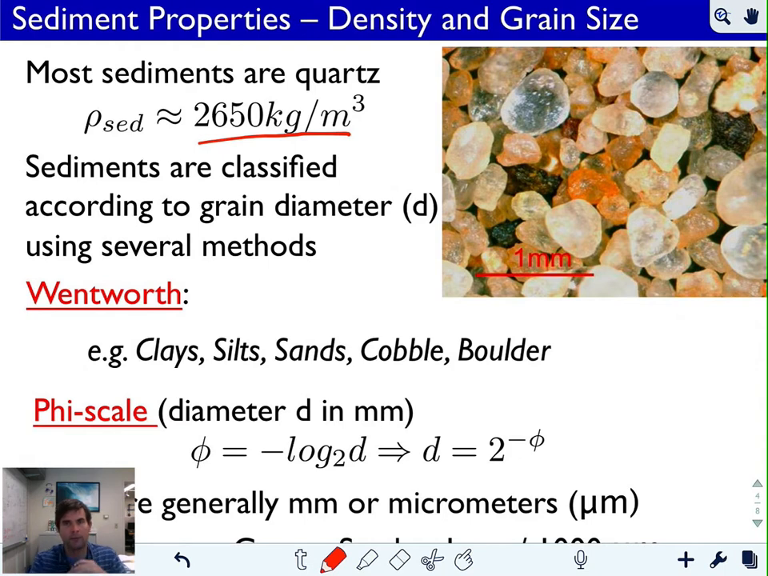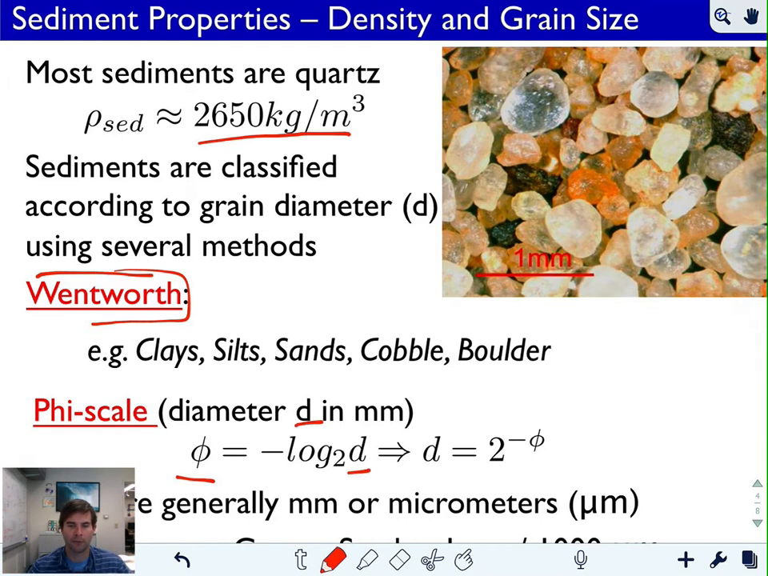A very common one is what's called the Wentworth scale, which divides sediments into different groups: clays, silt, sands, cobble, boulder, as well as some intermediate groups such as medium sand and fine sand. These are all determined simply based on a diameter or a characteristic diameter, because none of them are truly spherical. If you see this collection of grains here, you can see some of them are rather oblong, sharp on the edge, and that actually affects their ability to pack together and slide against each other in a rather complicated way.